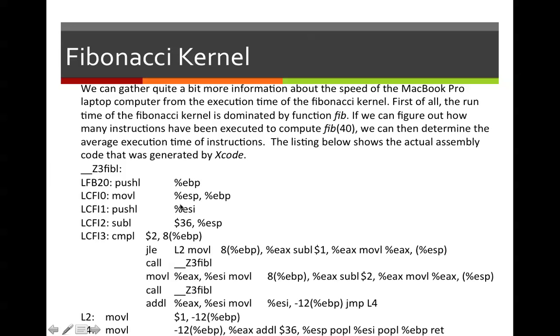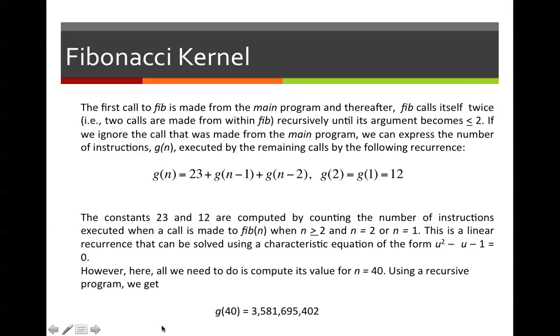I was able to count how many instructions I get to execute. These are all instructions here. These are all Intel instructions. And that led me to writing a recurrence, which is basically kind of like Fibonacci, except I counted, for example, 23 instructions that would be needed to compute Gn in terms of the sum of Gn minus 1 and Gn minus 2.